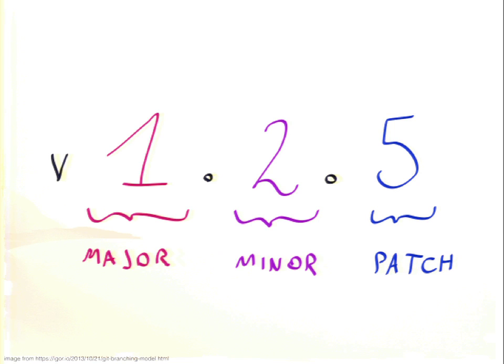So if it's a minor, so let's say 8.0 to 8.1 and so forth, that means you're adding functionality, but you're not breaking the API. You're respecting the API. And the patch, the last number, is really just a way to say, hey, you can upgrade safely. It just includes some bug fixes here and there.